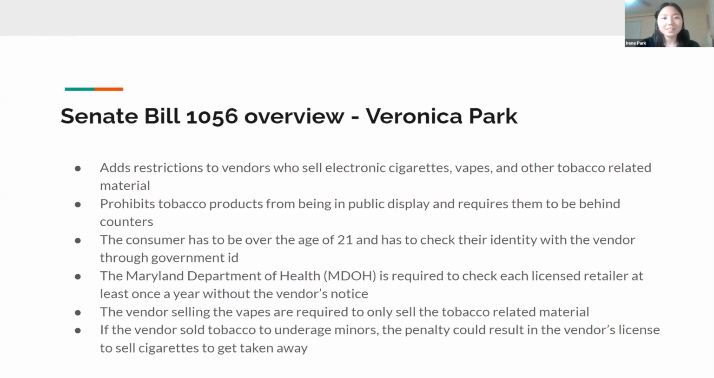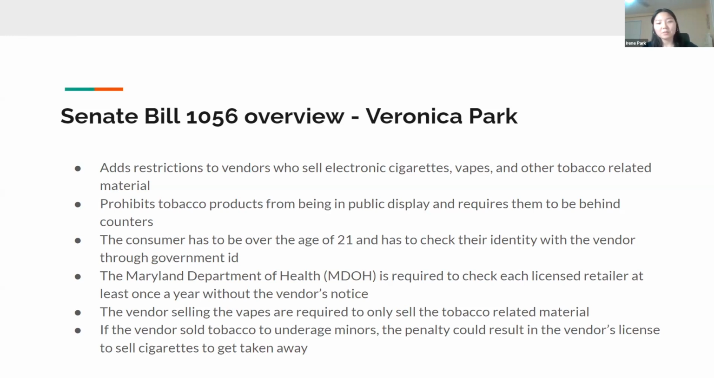So Veronica's bill was Senate Bill 1056, and this bill adds restrictions to vendors who sell electronic cigarettes, vapes, and other tobacco-related material. It prohibits tobacco products from being in public display and requires them to be behind counters, and the consumer has to be over the age of 21 and has to check their identity with the vendor through government ID. And the Maryland Department of Health is required to check each licensed retailer at least once a year without the vendor's notice.